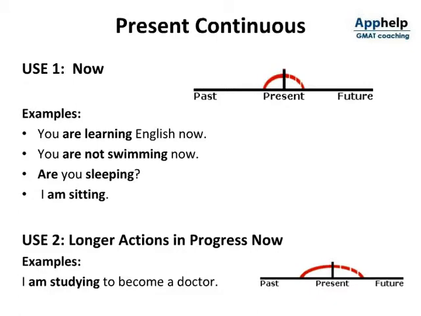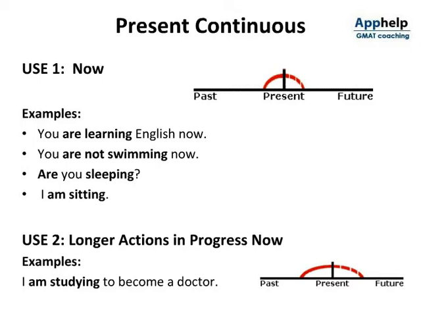Let's look at present continuous tense. Use 1 to describe something happening now. For example, you are learning English now. You are not swimming now. Are you sleeping? I am sitting.